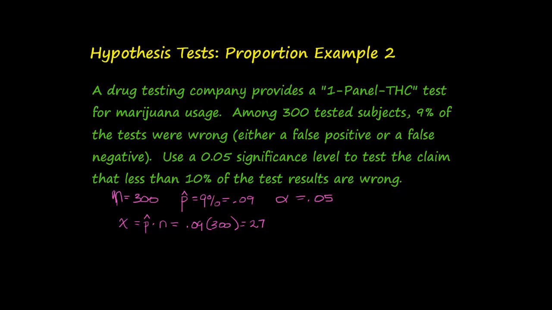Okay, let's look at our original claim. Test the claim that less than 10% are wrong. So the proportion is less than 10%. The competing claim will be that P is greater than or equal to 10% or 0.10.